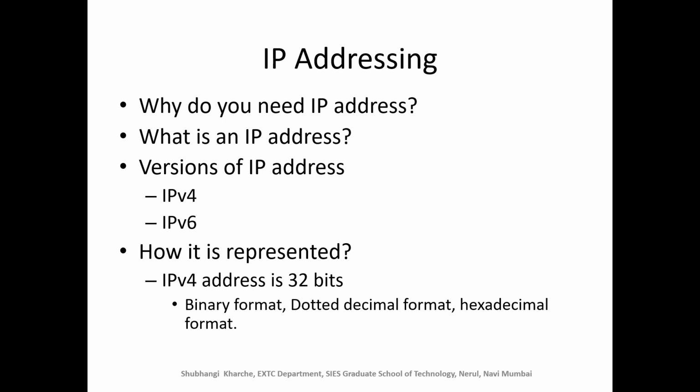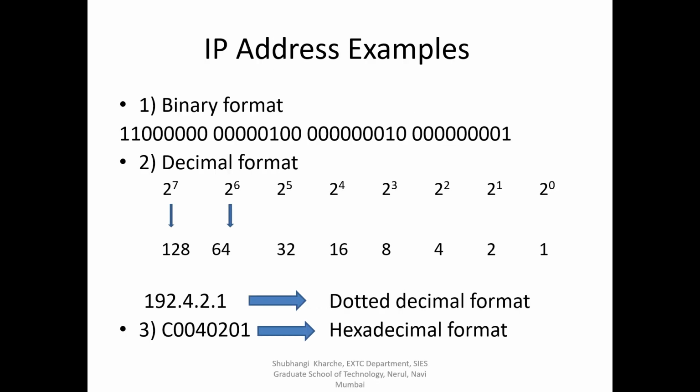There are two popularly used versions of IP address, IP version 4 and IP version 6. Now, how are these addresses represented? An IPv4 address is 32 bits and it is represented in binary format, dotted decimal format, or hexadecimal format. Now, let us look at examples of IP address. In binary format, the IPv4 address can be represented like this, 32 binary bits.